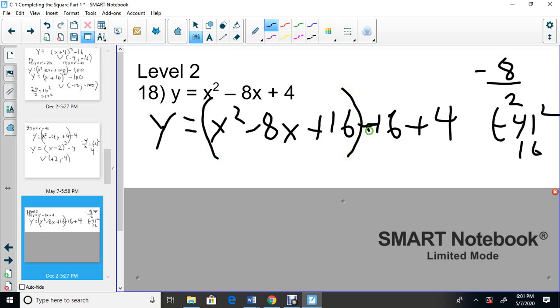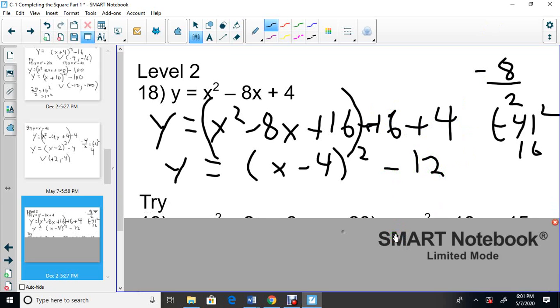Okay, that minus stays out there. And we're going to go y equals x minus 4 squared. So the negative 8 is half of that, so it's negative 4, or square root of 16 is 4, sign of the middle. Now we got a minus 16 out here and a plus 4. Minus 16 plus 4 is minus 12. Okay, now the vertex of this, so our vertex is 4, negative 12.